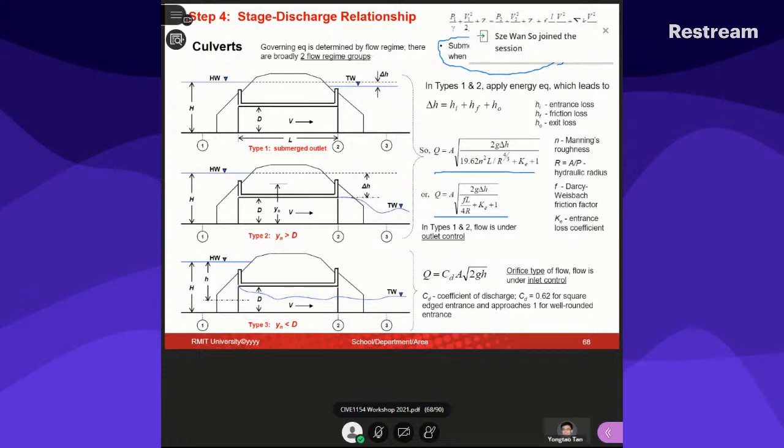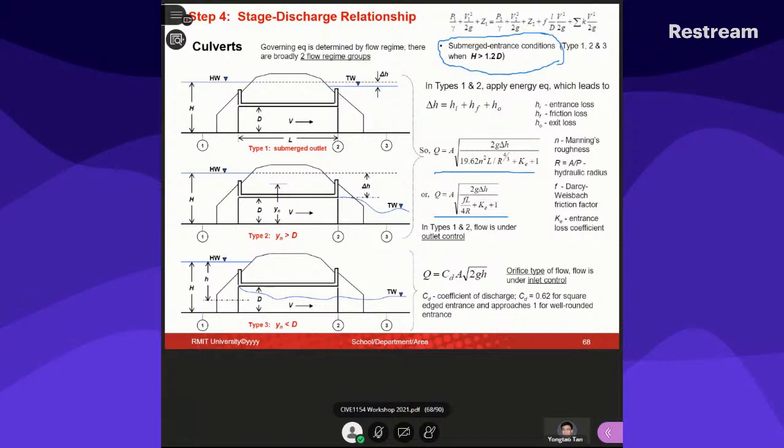So the discharge we calculated is correct. If the normal depth is less than the height of the cover, or the diameter of the pipe, then the flow is probably type 3.